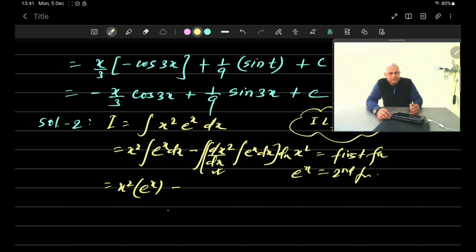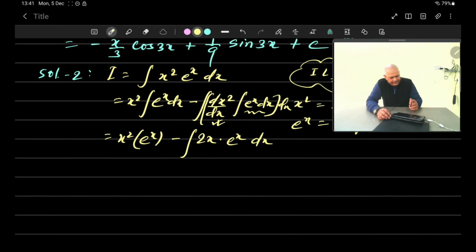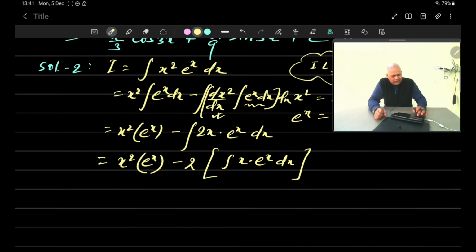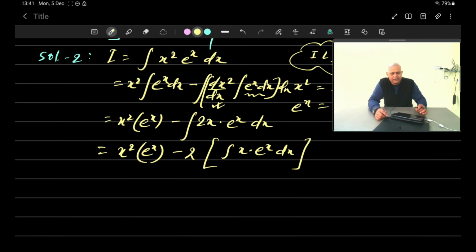The differentiation of x squared with respect to x, you may write as 2x, times the integration of e to the power x, which is e to the power x. Write down the integration once again, dx. Okay, now my dear friends, you can write x squared e to the power x minus 2, outside the integration, and once again you have to start with the integral of x times e to the power x times dx. Now you have to once again apply the ILATE rule for integration by parts.